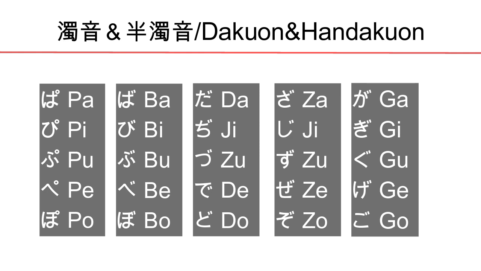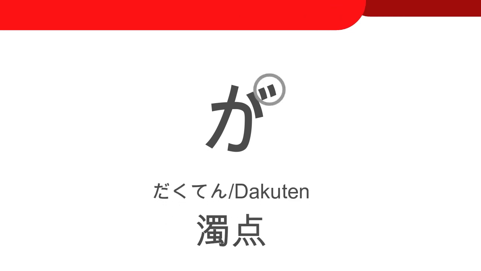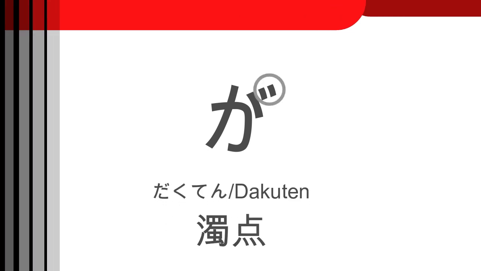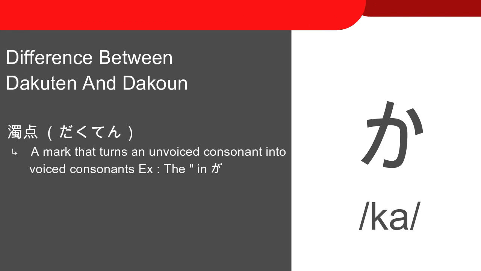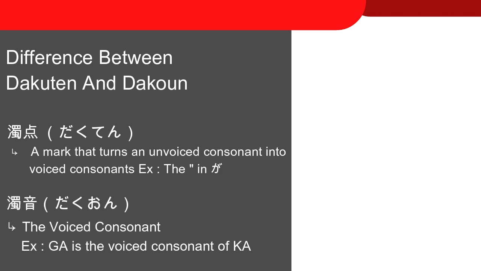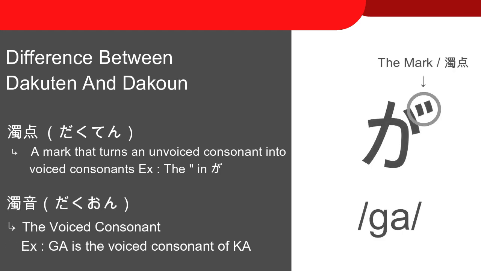When you attach dakuon, K becomes G, S is Z, T is D, and the dakuon version of H is B. This little mark is what we call dakuten. Now, in the dakuten, the ten simply means mark. And if you attach dakuten to a regular letter, for example ka, it becomes dakuon, which is the voiced sound. On in Japanese means sound. And ka, the dakuon version, becomes ga.